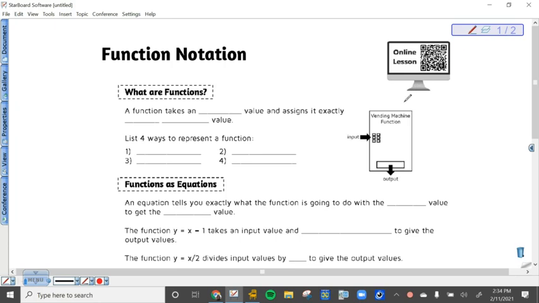It's just the online version of the lesson. So if you want to scan it, you can. It's fine.